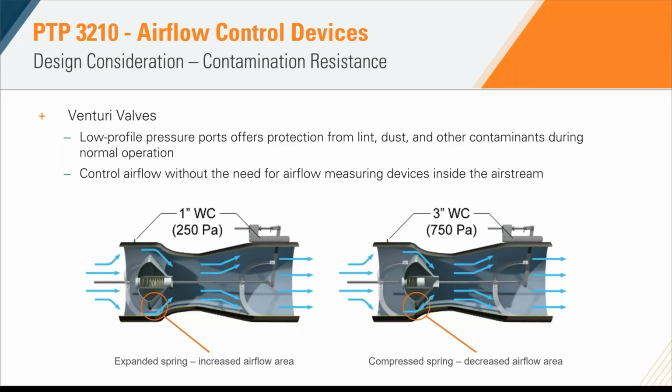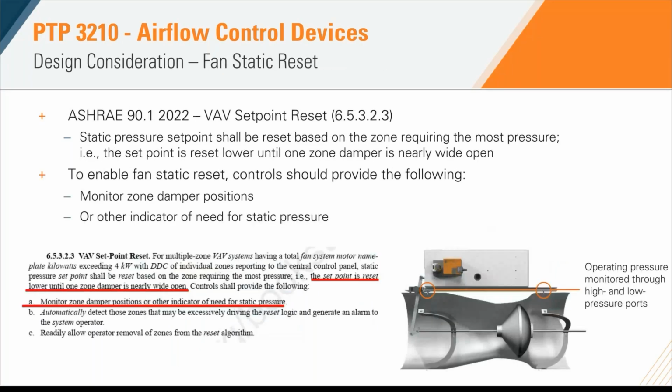The next design consideration we're going to cover here again is the fan static reset. As mentioned before, fan static reset is where the static pressure set point is reset based off of the zone requiring the most pressure. To enable fan static reset, controls should be able to provide either of the following: monitor zone damper position or provide some other indicator for need of static pressure.